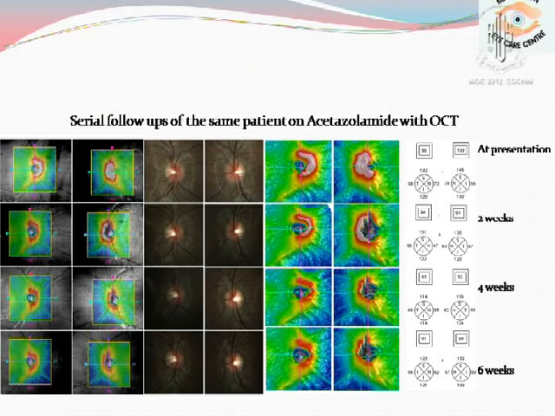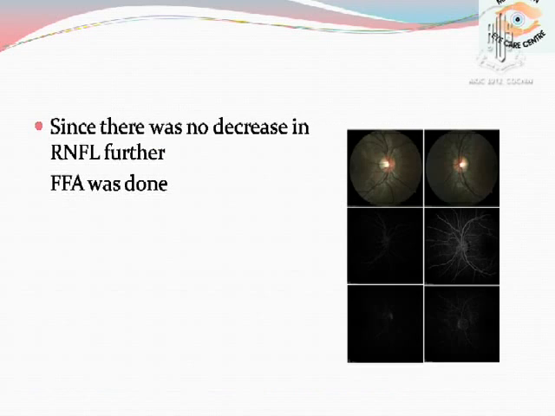Now we put the patient on acetazolamide, and these are the serial scans. We can see there is a decrease in the elevation of the nerve fiber layer thickness of both eyes, and after this there is no further decrease. So we again subject her to an FFA, and now we can see there is hardly any leak. So this is the time to maybe stop acetazolamide for her.